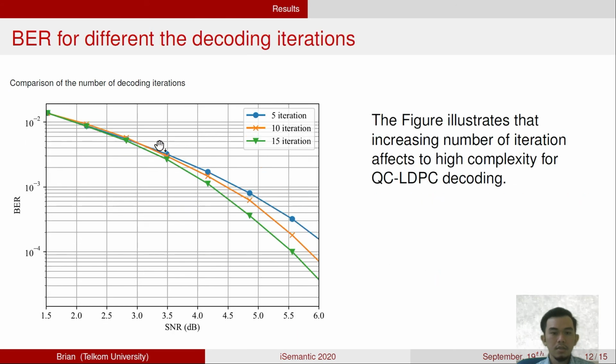And then this is the last. We try different numbers of iterations in the decoding on the receiver side. This picture illustrates that increasing the number of iterations leads to higher complexity for LDPC decoding. But we have better performance if we try a bigger number of iterations.